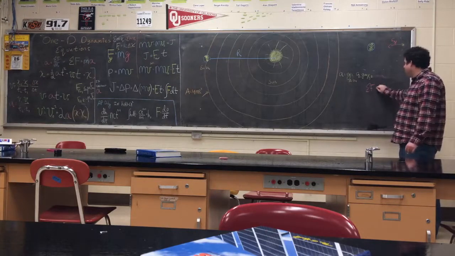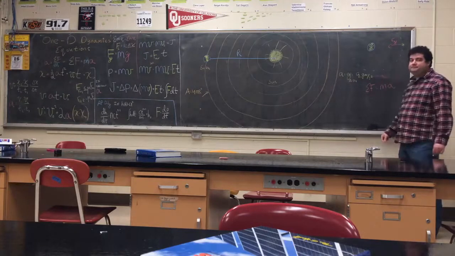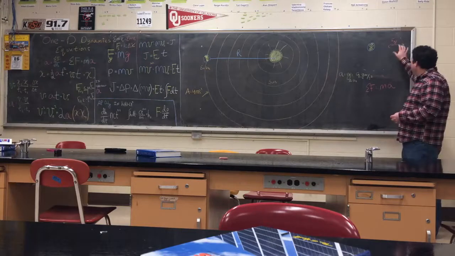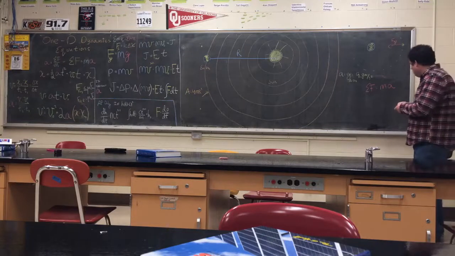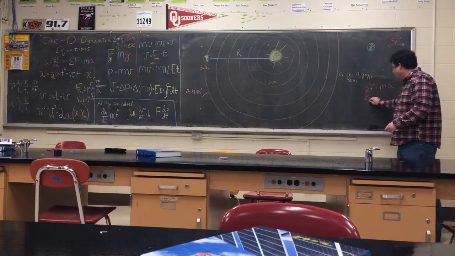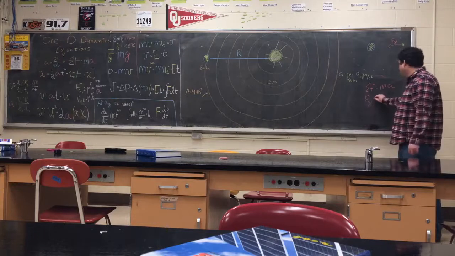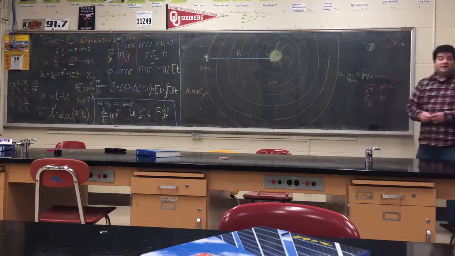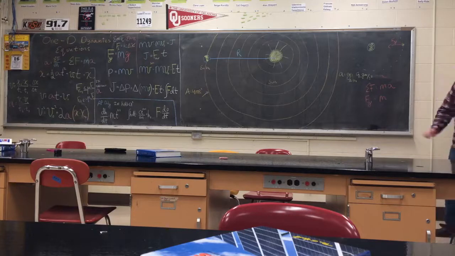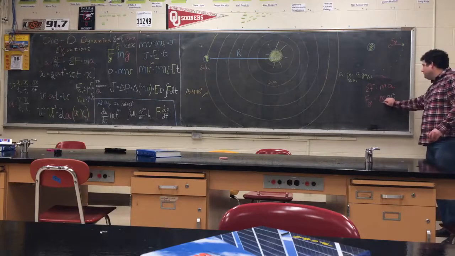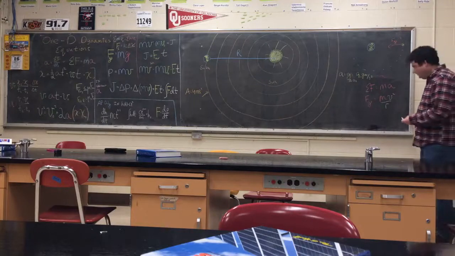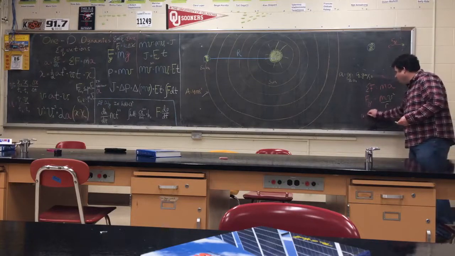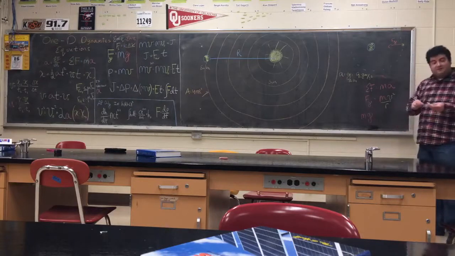We write sigma F is ma. We don't know the mass of the moon, but it doesn't matter because we know that the only force is the force of gravity. And what is a if we're moving in a circle? Well, of course, it's v squared over r. What's the force of gravity? Well, it's m times whatever the acceleration of gravity is out there.